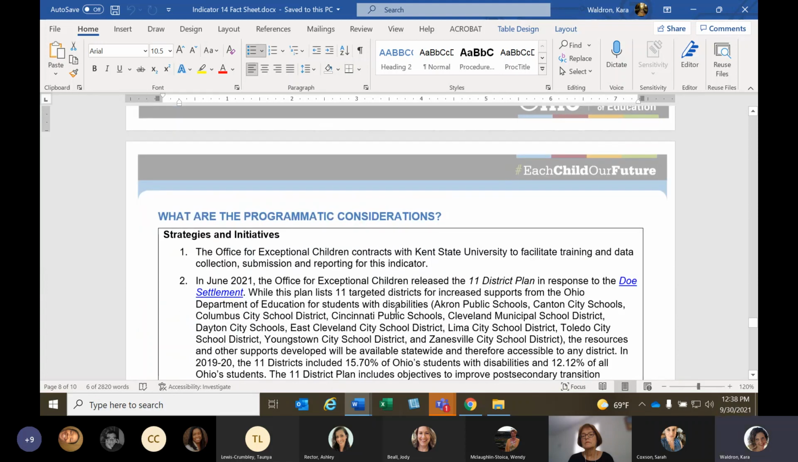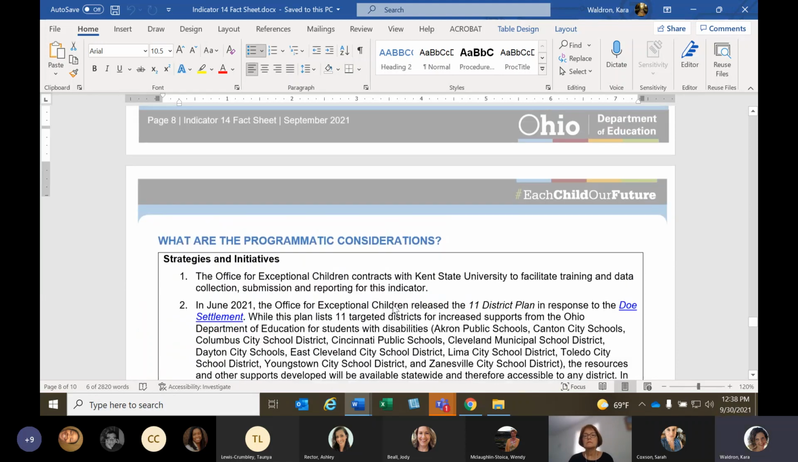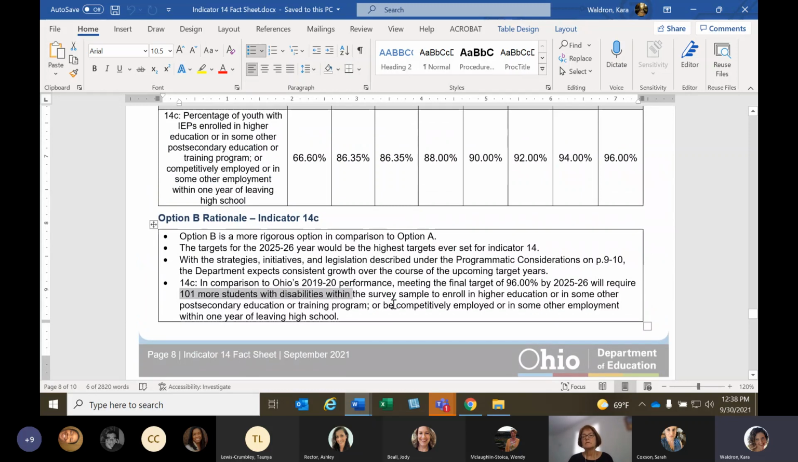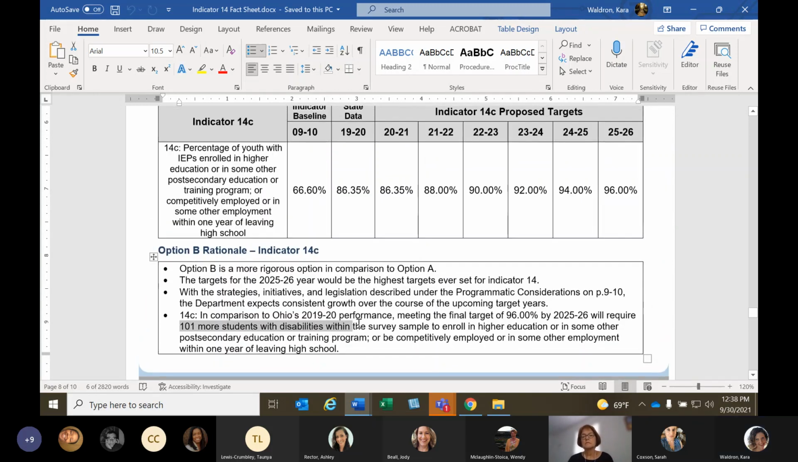Okay, and then the last page of this are those programmatic considerations, as I said before, real similar to the ones for graduation and dropout. All right.